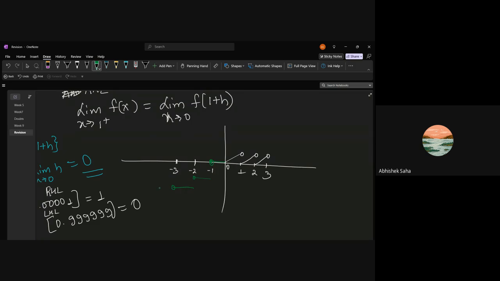Okay, so see how many discontinuous points there are between minus 3 and 0. So this is one discontinuity point. This is one, two, three, four, five. Five discontinuous points between minus 3 and 3.